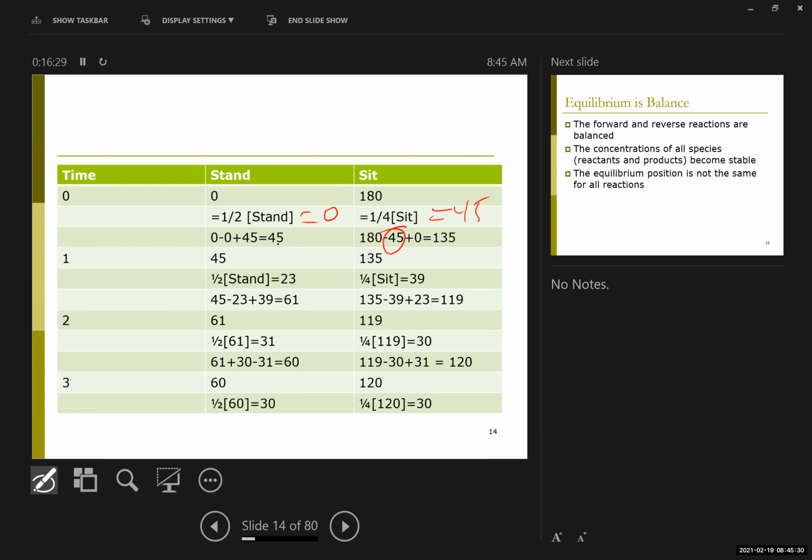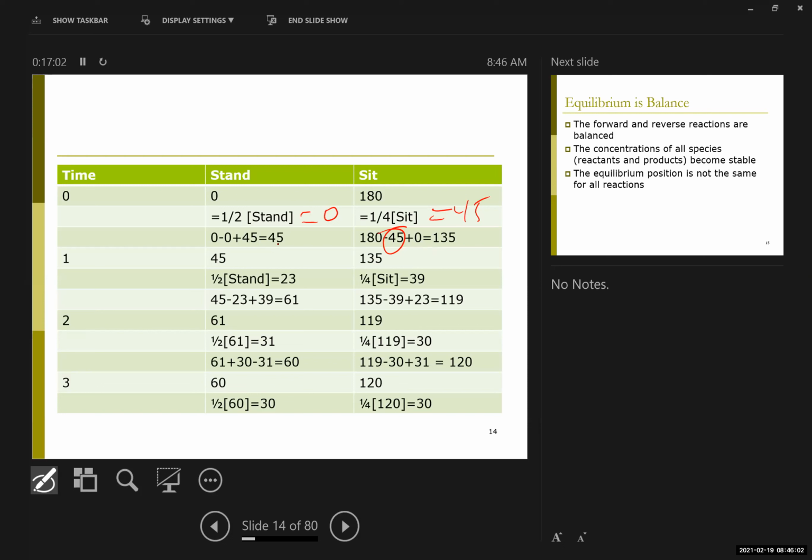right? And so in my second time interval, 39 of you who are sitting stand, but 23 of you who are standing sit. Right? Which gives you a net change of 16. Right? And so I now have 16 more people standing than previously, and I have 16 fewer people sitting, or 61 and 119, right? And the same thing happens in the third interval, right?